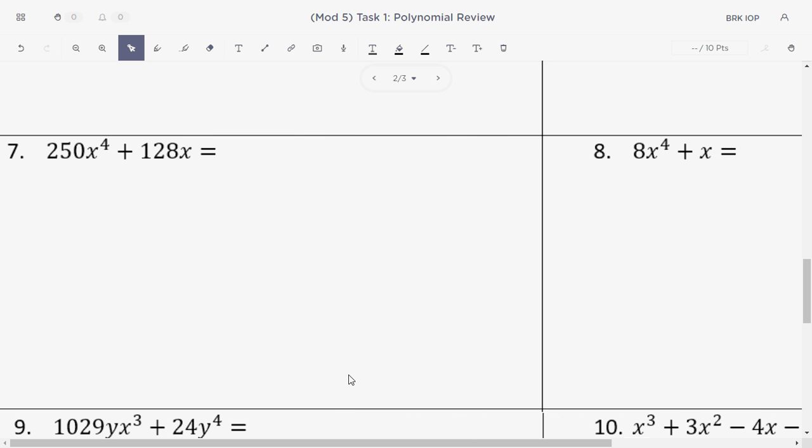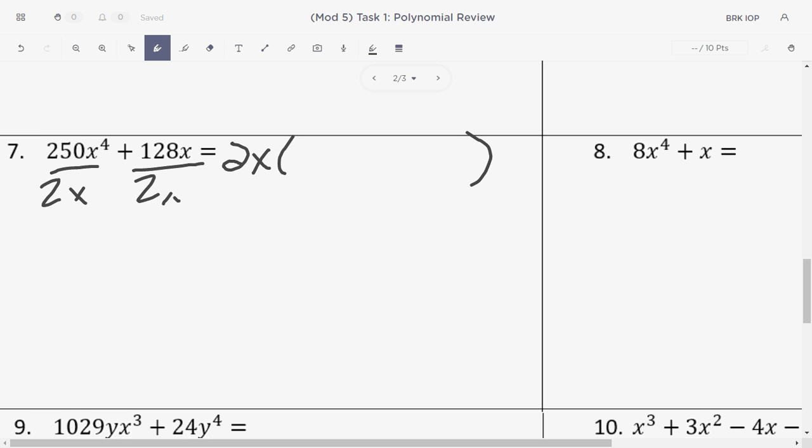Okay, so on number 7, I'm going to work this one. First, we're going to start with the GCF. I'm looking at it. They're both divisible by 2. And then x. So first, I'm going to pull out my GCF, which is going to be 2x. Dividing by 2x, dividing by 2x, I'm going to get 125x cubed, and then plus 128 divided by 2 is going to give me 64, and then the x's will cancel.